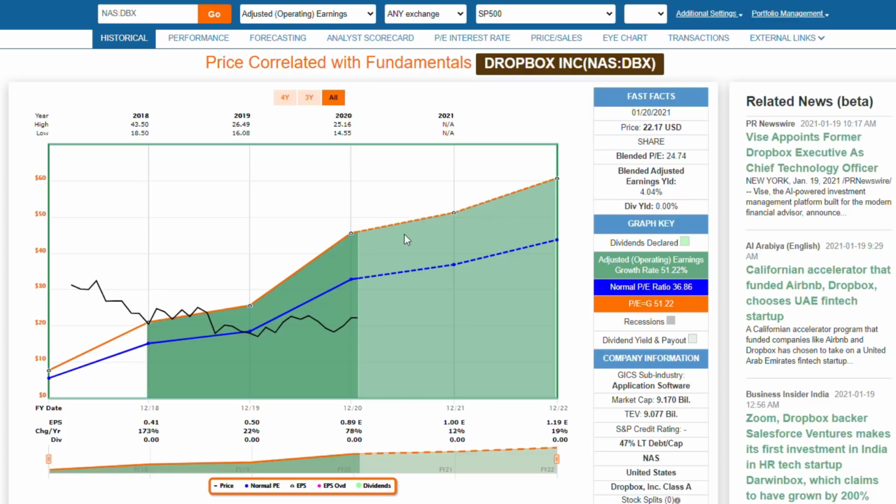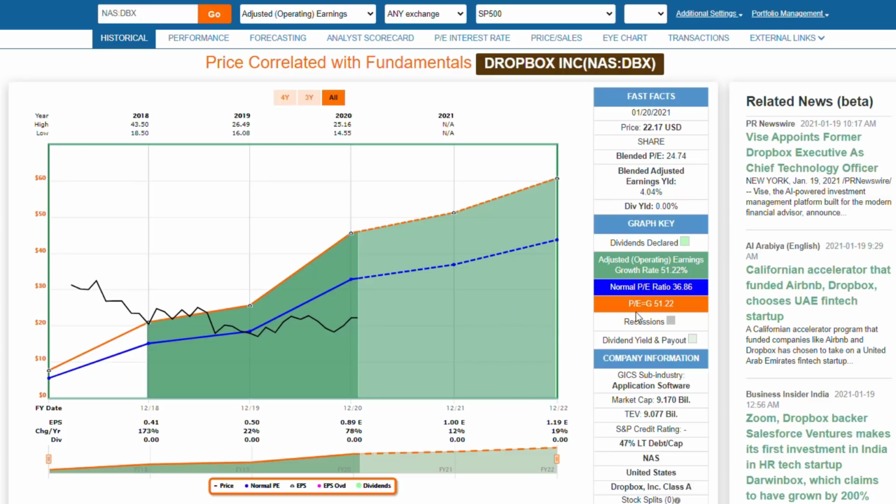Company pays no dividend. It's currently trading at a blended PE of just under 25. Has an earnings yield of only 4%, which is okay for a company that's growing fast. Its historical growth rate's been 51.2%. Now, this is something that I want to go over a little bit here because this growth rate is kind of skewed. If you look here at the bottom of the graph, you see a very high number of growth here, 22% growth rate in 19, 78% growth this year, and then forecast for 12% growth for 2021, or this year, I guess you would say, and then 19% growth for 2022.